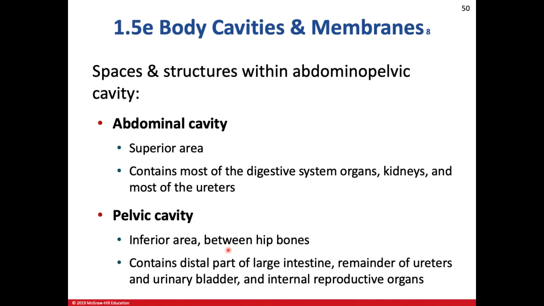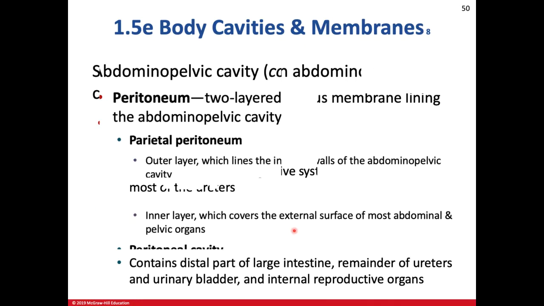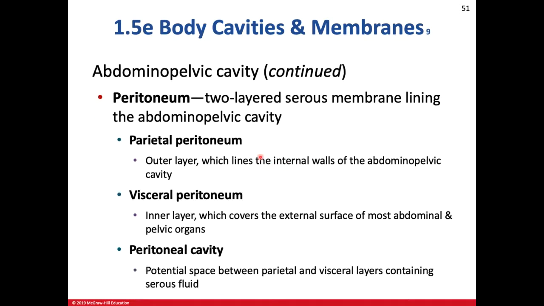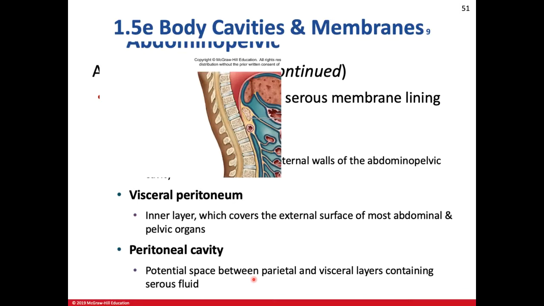The abdominal cavity contains most of the digestive organs, the kidneys, most of the ureters, while the pelvic cavity contains the distal large intestine, the rest of the ureters, the bladder, and the internal reproductive organs. Okay? The parietal peritoneum, we already indicated, lines the cavity of the abdominal pelvic region. The visceral clings to the abdominal and pelvic organs. Okay? And the peritoneal cavity is simply the space in between them.